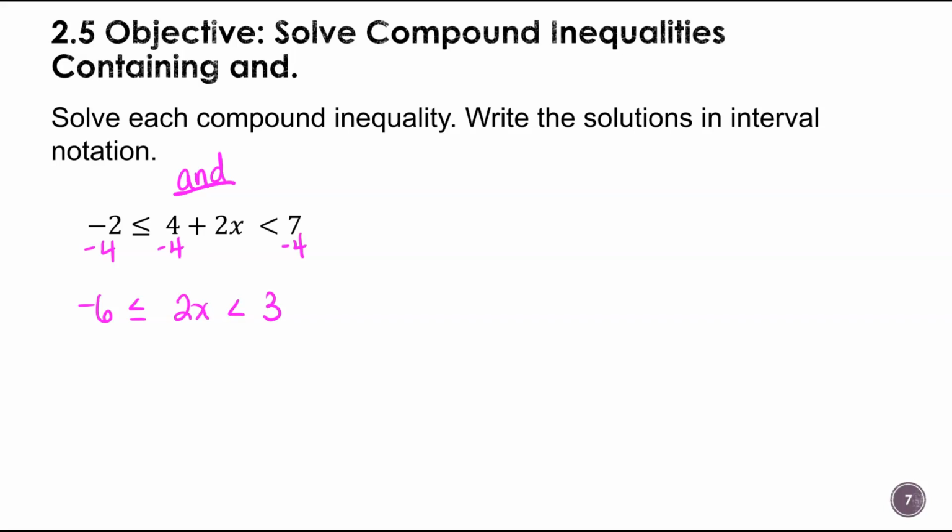Right, and then we are going to divide everything by 2, all 3 parts. So we have -3 is less than or equal to x is less than 3/2.